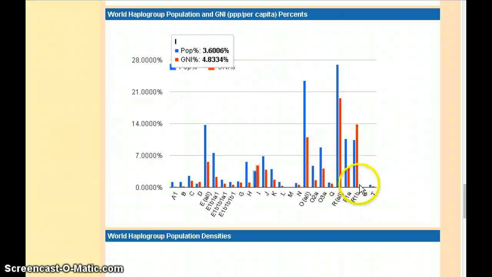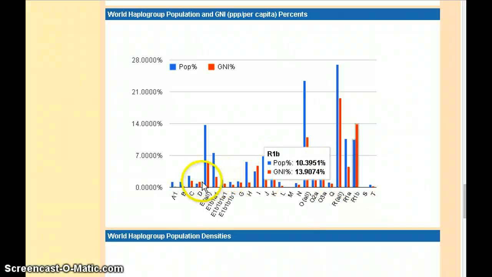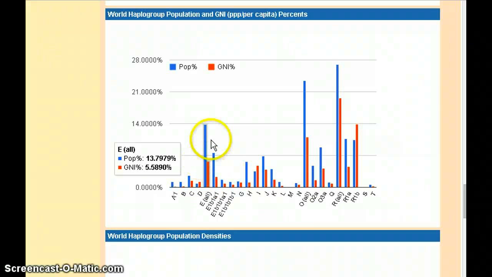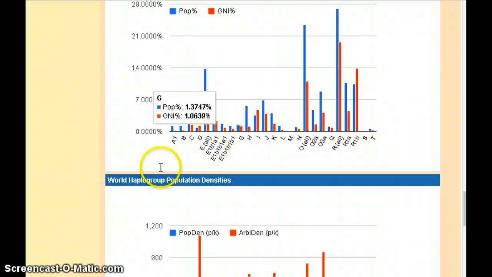Then we can take a look at the gross national income per capita. We can see some interesting comparisons here, showing that, compared to population, 14%. The E group, for instance, has only 5.5% of the gross national income. These are some distribution and equity comparisons.